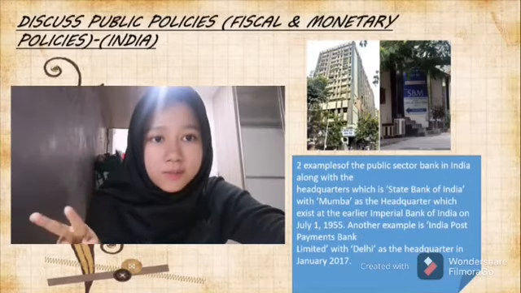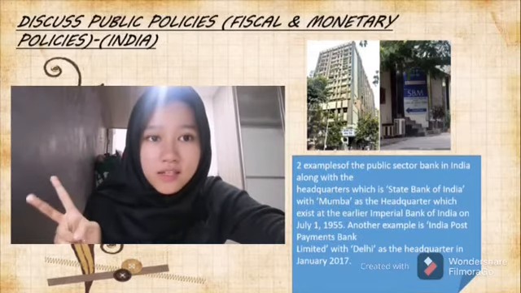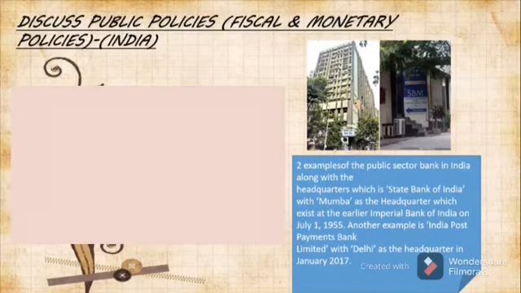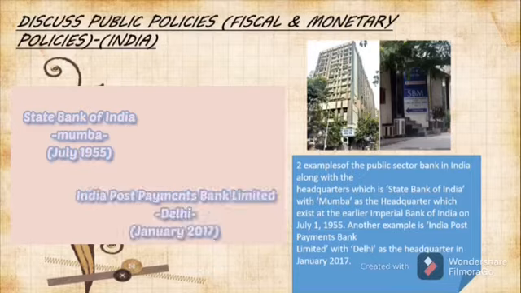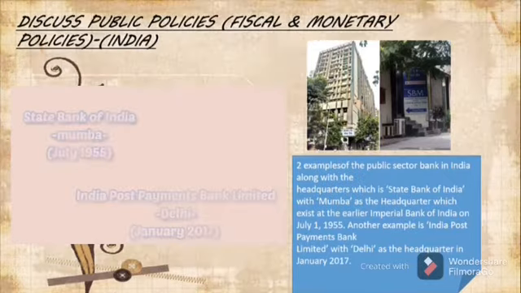Here are two examples of public sector banks in India along with their headquarters. First we have State Bank of India with Mumbai as the headquarters, which exists as the earlier Imperial Bank of India on July 1, 1955. Another example is India Post Payments Bank Limited with Delhi as the headquarters in January 2017.